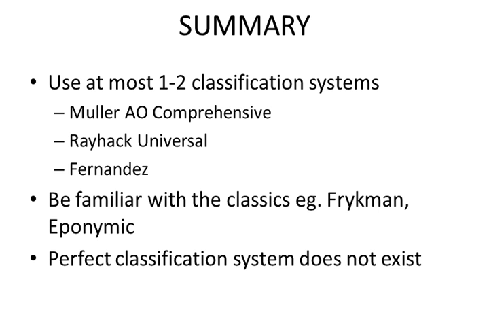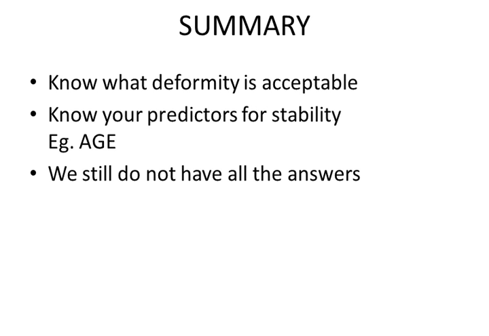So in summary, if you want, use at most one or two classification systems, and one of the recommended ones will be fine: AO, Rayhack, Universal, or Fernandez. For exam purposes, maybe you should be familiar with the classics like Friedman and the Frykman classification. And just know that up to now, we still do not have the perfect classification system. For indications, know what amount of deformity is acceptable. Know your predictors for stability, such as age and various radiographic parameters. And know that we still do not have all the answers, and we are still doing research on distal radius fractures. Okay, thank you.